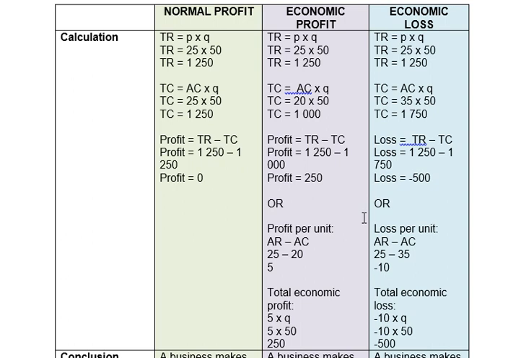Or, remember, I did show you the alternative calculation also. If you calculate the profit per unit, we said that the average revenue is the same as the price. So average revenue was 25 Rand minus the average cost, which we said was 20 Rand. So 25 minus 20 is 5. That is the profit per unit. But we didn't produce just one, we produced 50. So 5 times 50 means the total economic profit is 250 Rand.